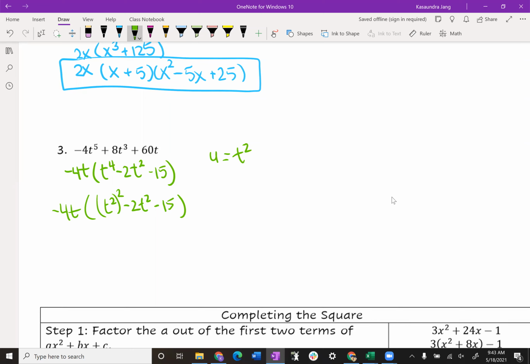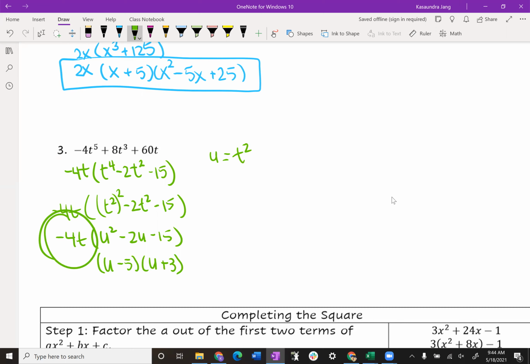All of these t squareds I'm going to call a u. So I've got a u squared minus 2u minus 15. That kind of breaks it down into smaller, more manageable pieces here. So what multiplies to negative 15 and adds up to negative 2? I'm thinking I'm going to go with a negative 5 and a positive 3. Negative 5 times 3 is negative 15. Negative 5 plus 3 is the negative 2.